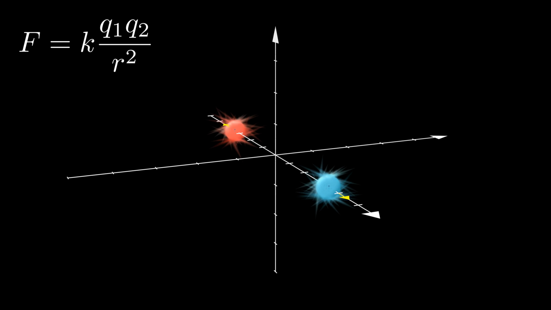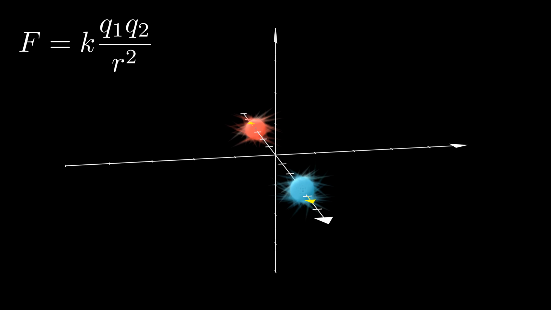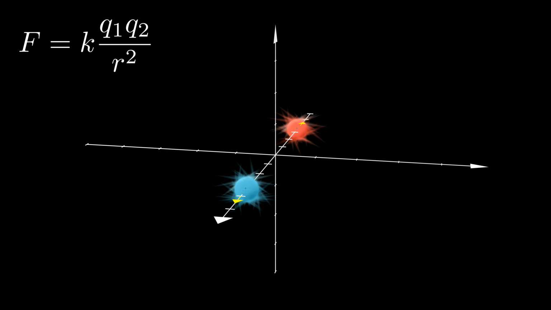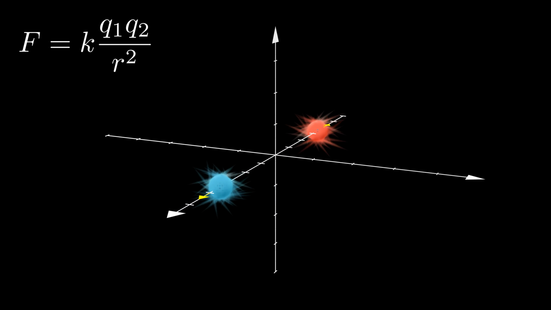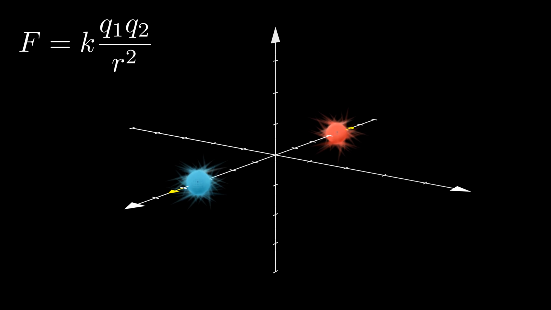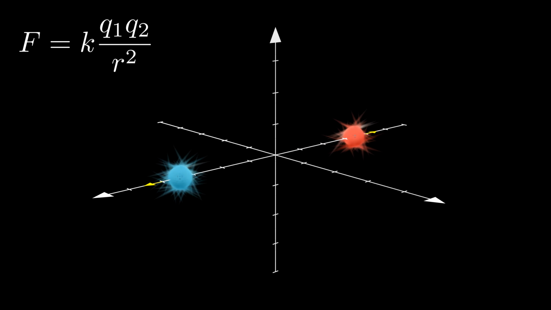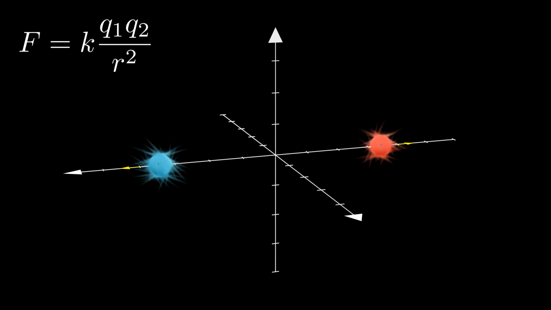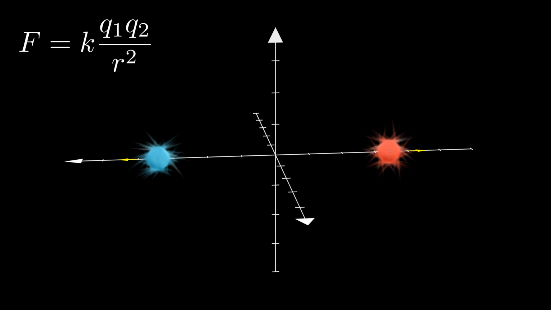In 1785, Charles Augustin de Coulomb discovered that the electrostatic force between two stationary point charges is directly proportional to the product of the magnitudes of the charges and inversely proportional to the square of the distance between them. Mathematically, F equals kq1 q2 over r squared.